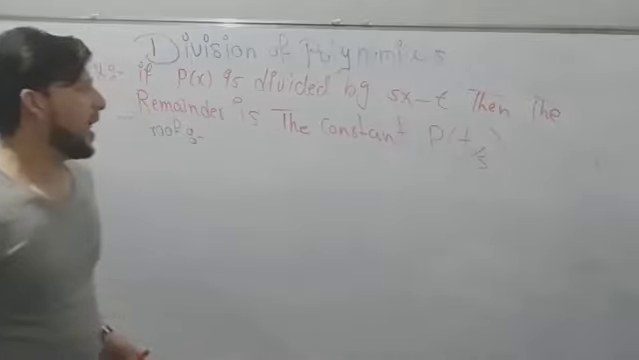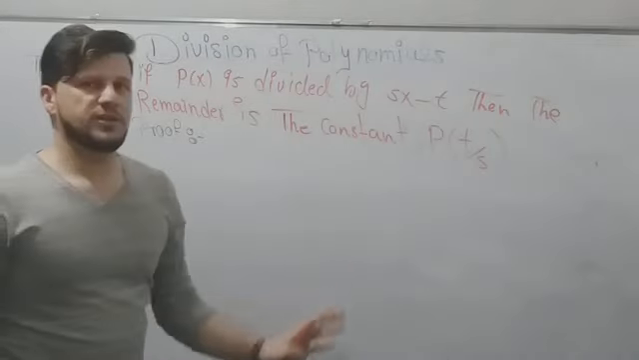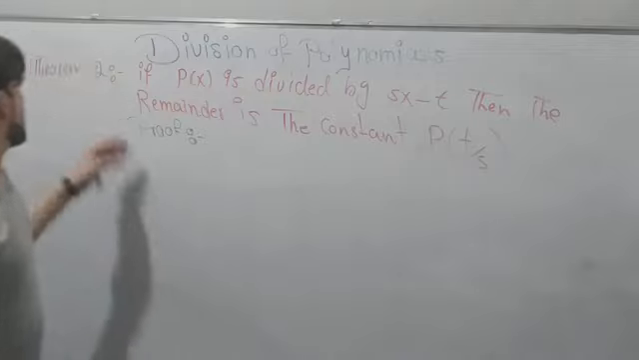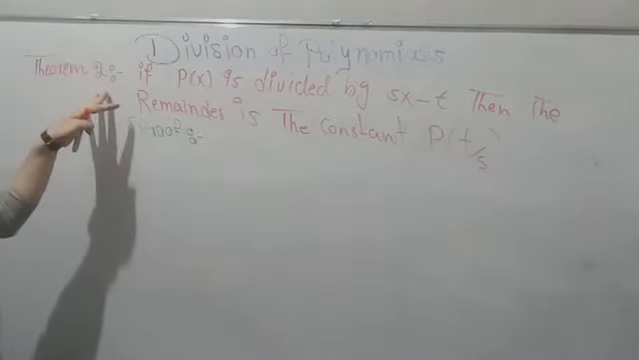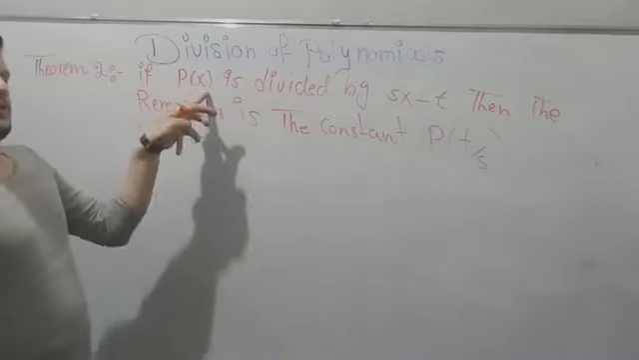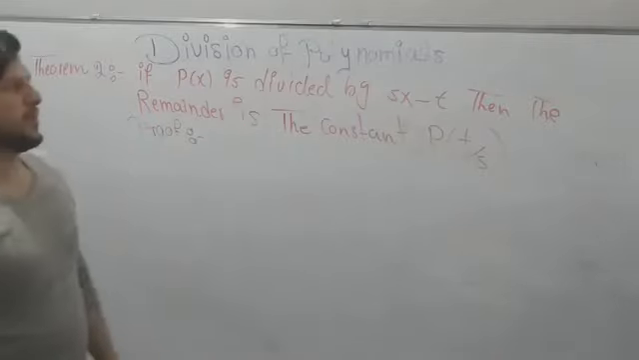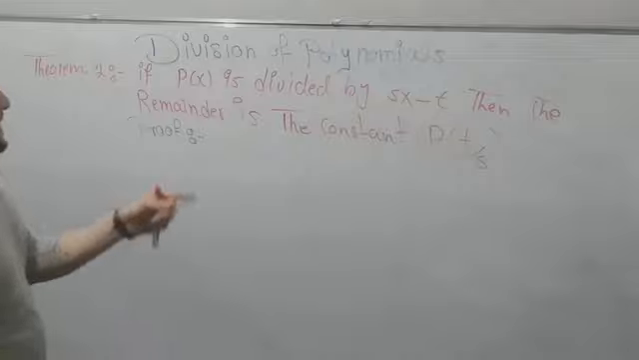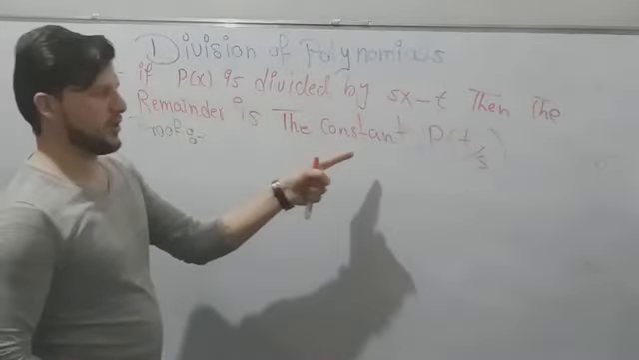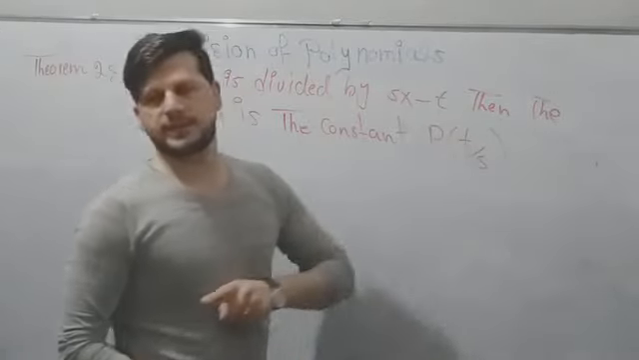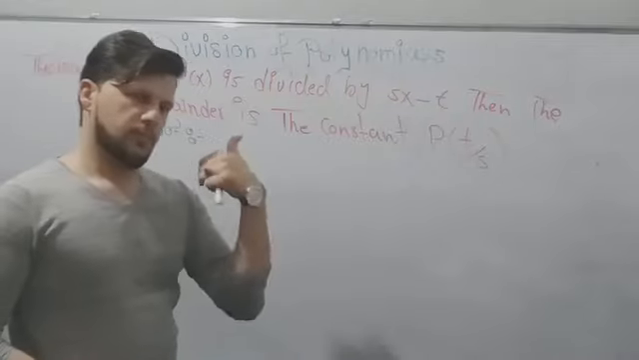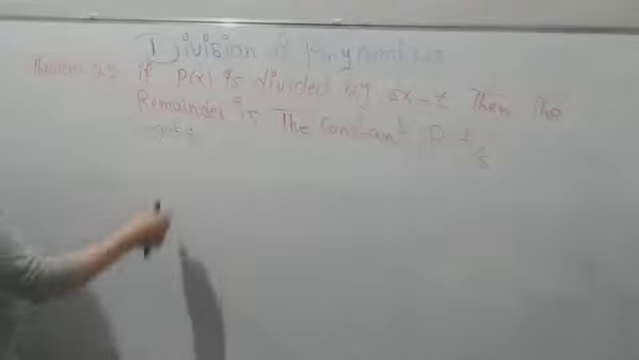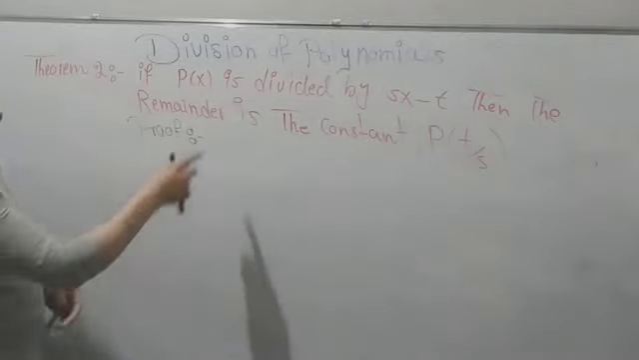Welcome back, and I'm going to prove the second theorem of division in polynomials. This is theorem 2. If p(x), which is a polynomial, is divided by sx minus t, then the remainder is the constant p(t/s), the same as the last theorem. So the proof is the same as the last theorem.